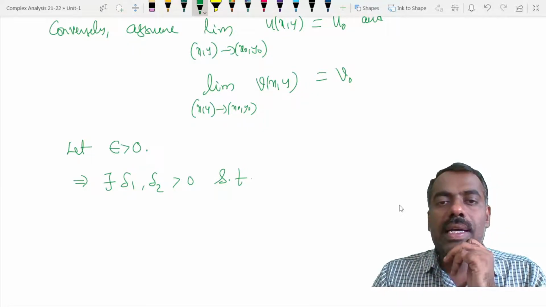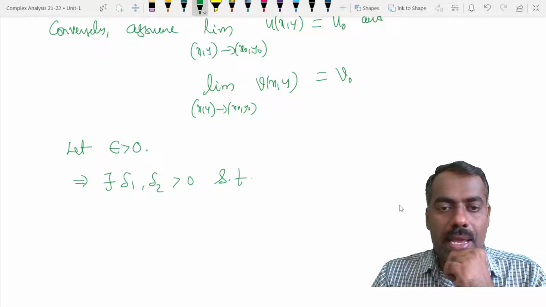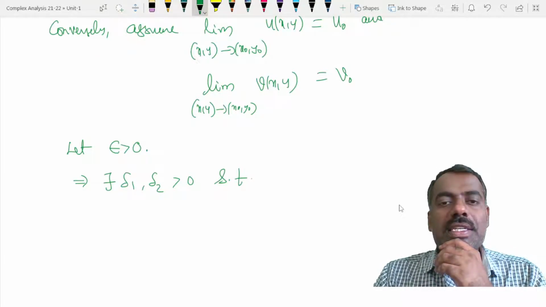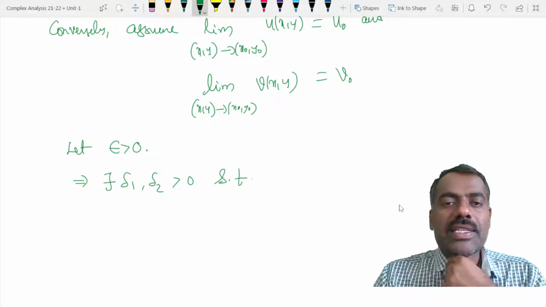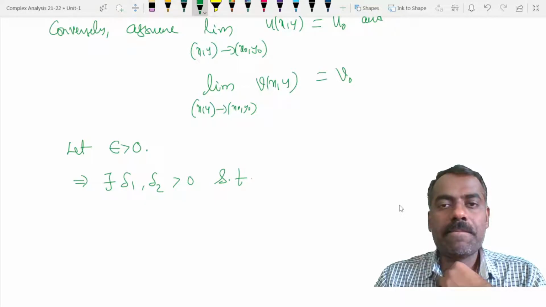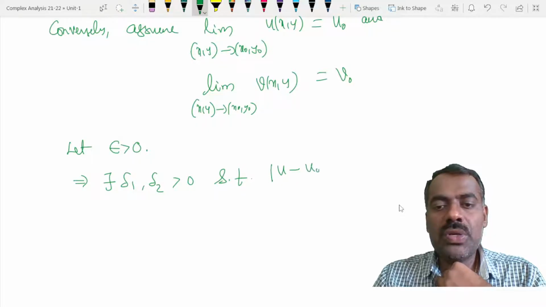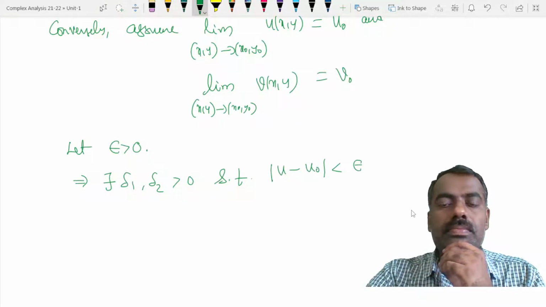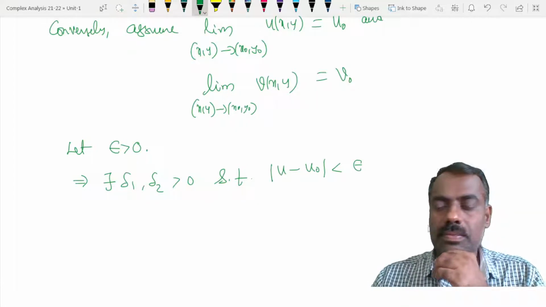So that |u − u naught| is less than epsilon whenever this distance, that is the normal Euclidean distance, is less than epsilon. So |u − u naught| is less than epsilon. Yes or no?